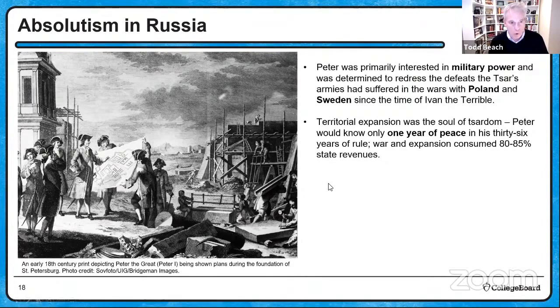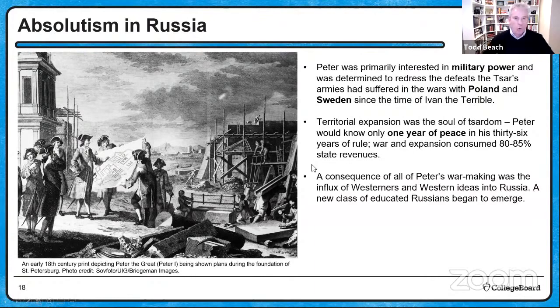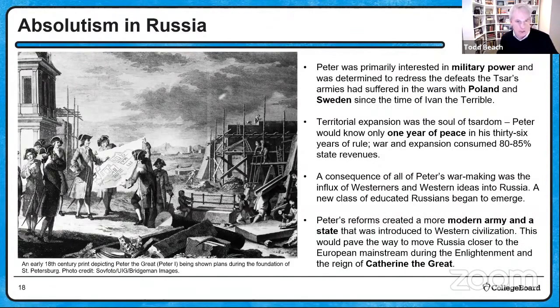But all of that war making and territorial expansion really eats into the state's revenues. 80 to 85% of revenue coming into the state was feeding the war machine that he kept putting forward to try and expand territory. As a consequence of all of his war making, there is an influx of Westerners and Western ideas that come into Russia, and a new class of Russians began to emerge. And it does bring Russia into a much more modern period of time, where it had not achieved that status before.